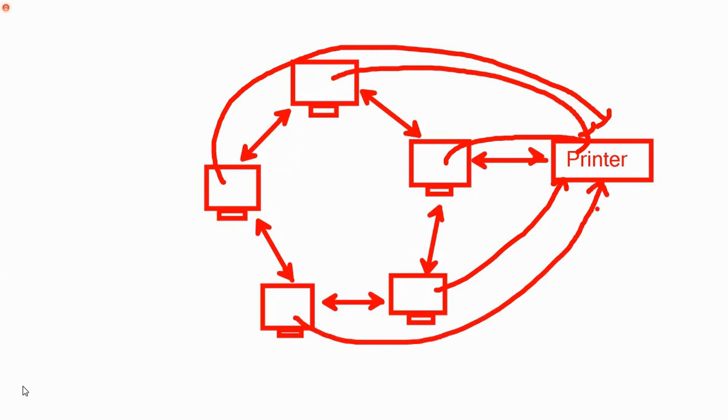Now, printer is a one resource. Can I call shared resource? Yes. Printer connected to this computer, but it is not only for this. It is for common to all. So, it is a shared resource because all 5 computers can use the same printer connected to that computer, but it is shared by among all systems. So, all computers can use the same printer.